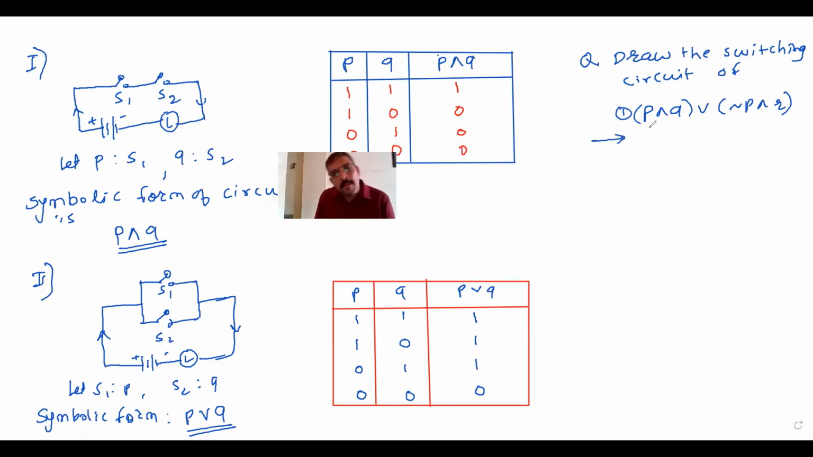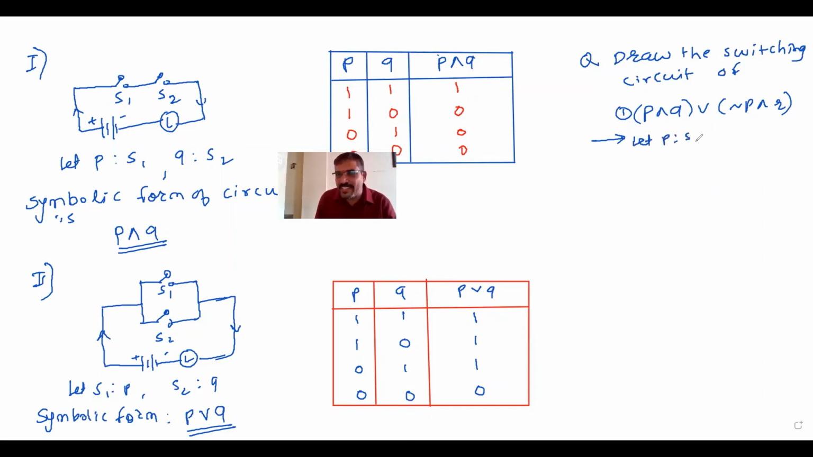First, you have to observe how many atomic statements are used. Okay, 3 atomic statements are used: one is P, Q, and the third one is R. So we have one negation P. It is a complementary switch of P. Okay, so we are considering switches for this. Let us see how to consider.